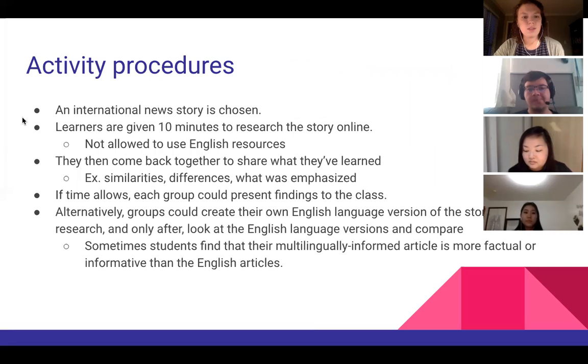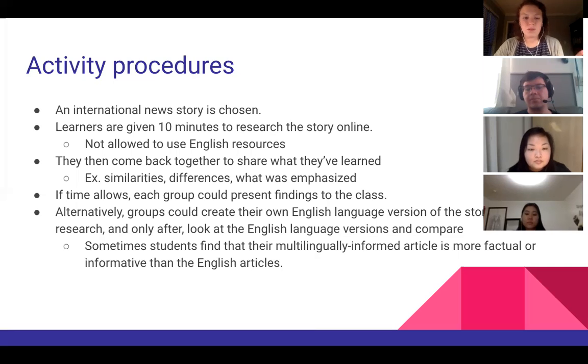And the procedures of the activity in more detail. They choose an international news story, and learners are given 10 minutes to research the story online, not allowed to use English or L1 resources. Then they come back together to share what they've learned, the similarities, differences, what was emphasized in the different stories. If time allows, each group could present their findings to the class. Or alternatively, groups could create their own English language version of the story using their research, and then look at English language versions and compare.